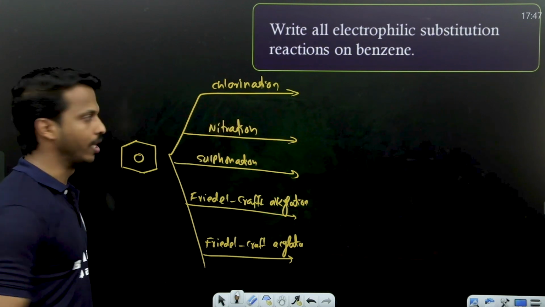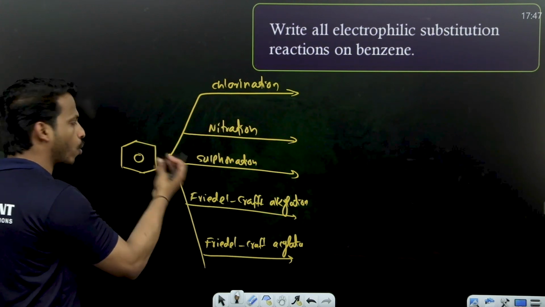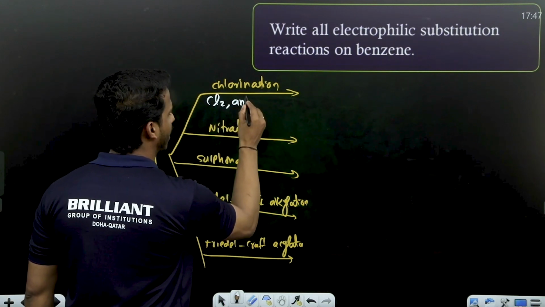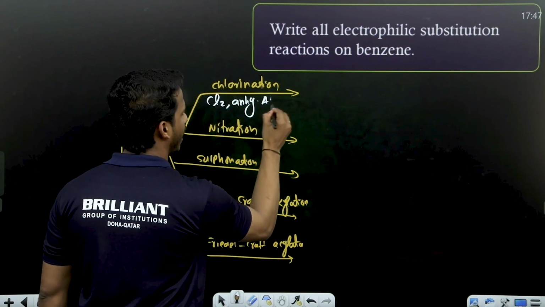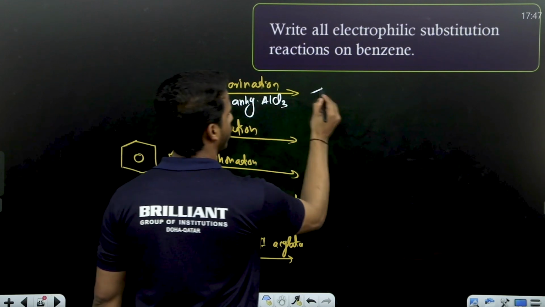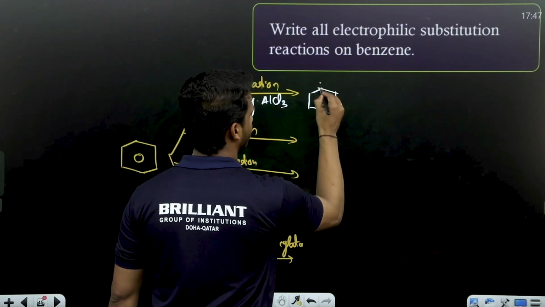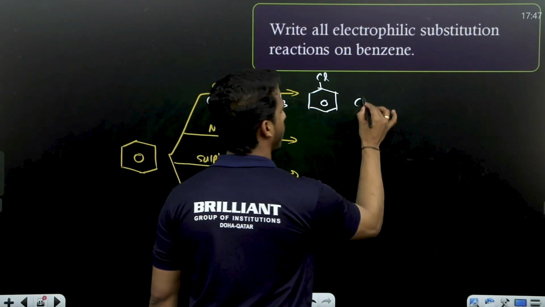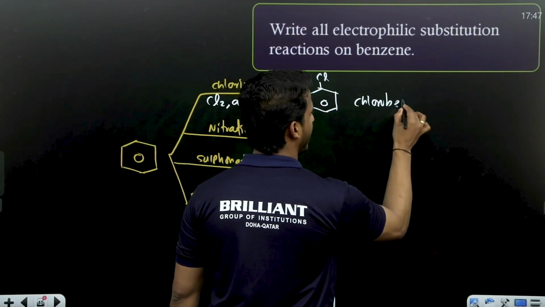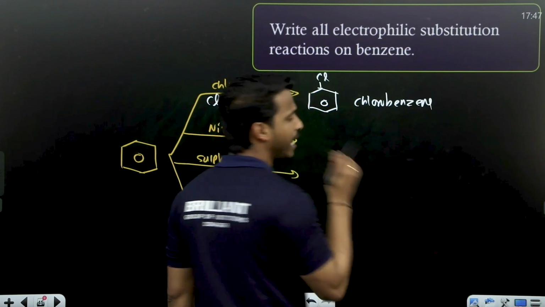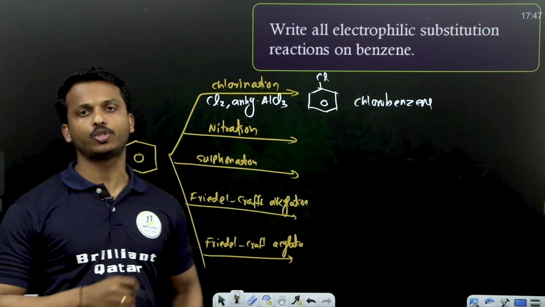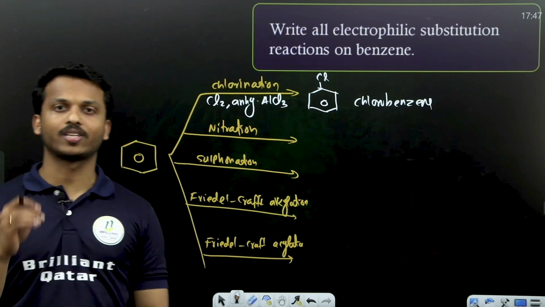What is chlorination? How can you add one chlorine on the benzene ring? Add Cl2 with the catalyst anhydrous AlCl3, aluminum chloride. You will get chlorobenzene. What is this compound called? Chlorobenzene. So study like this, dear, don't learn by heart. If I want to get a chlorine on the benzene ring, what reagent should I choose? Chlorine with anhydrous AlCl3.